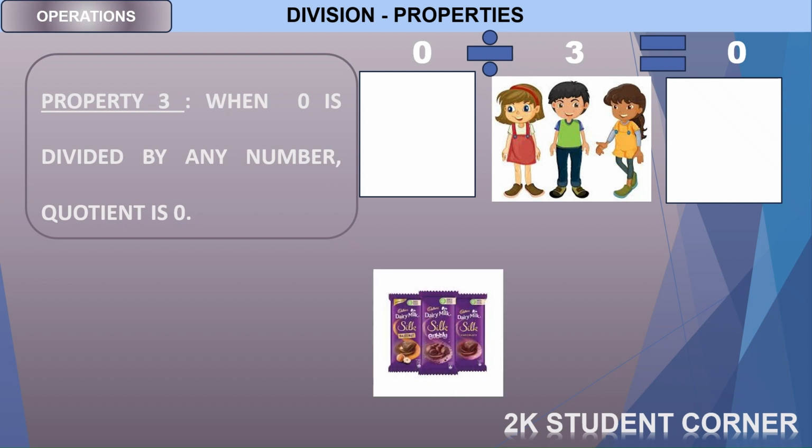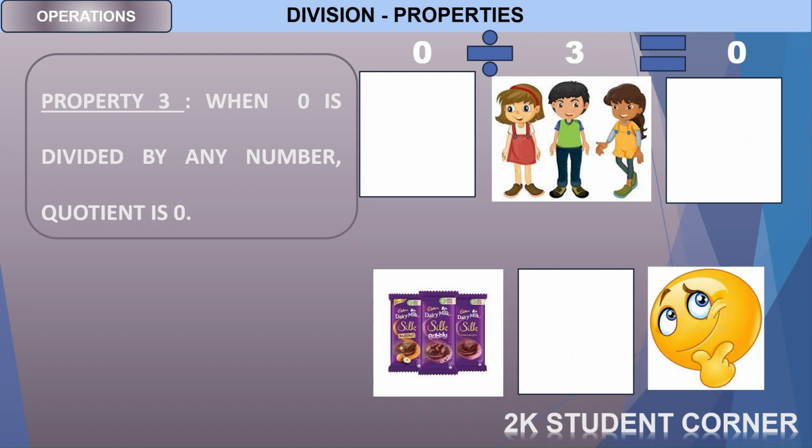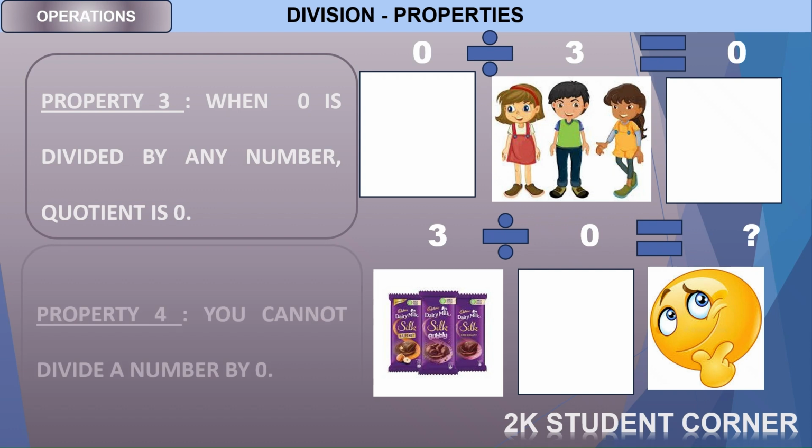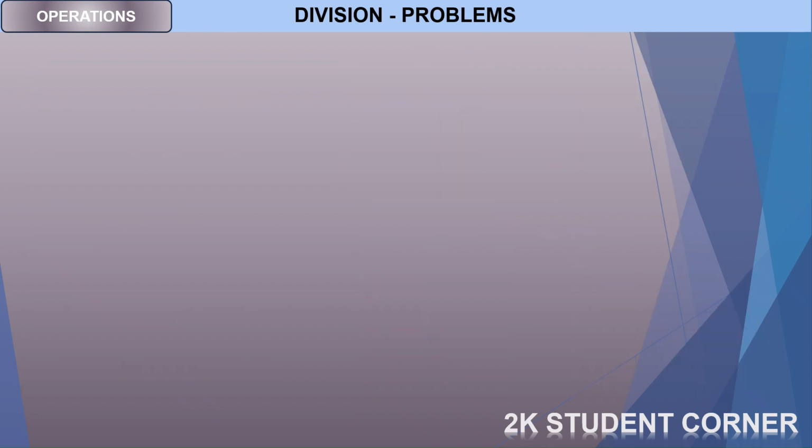Okay, now consider the other way. There are 3 chocolates. But there is none available to share. What is the answer? 3 divided by 0 is equal to what? Because there is no divisor, you can't divide. So, division is not possible. Property 4. You cannot divide a number by 0.